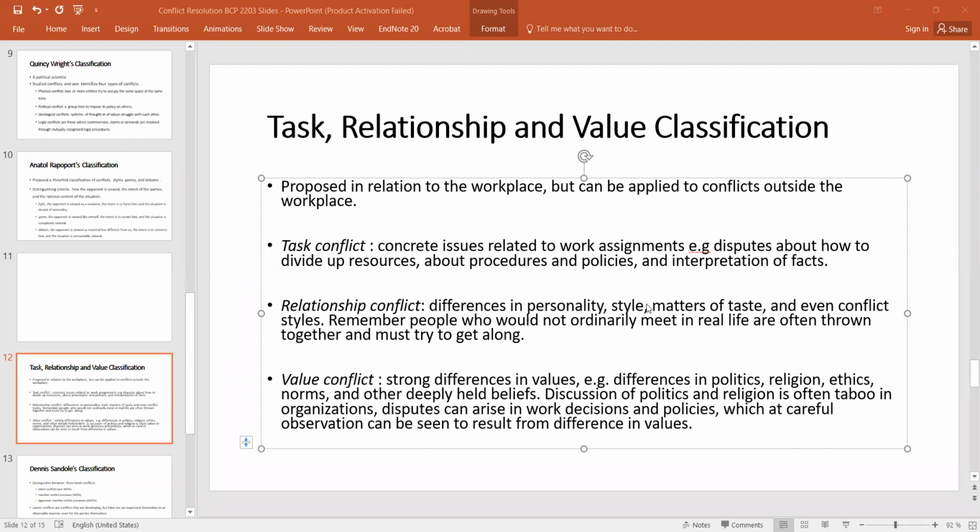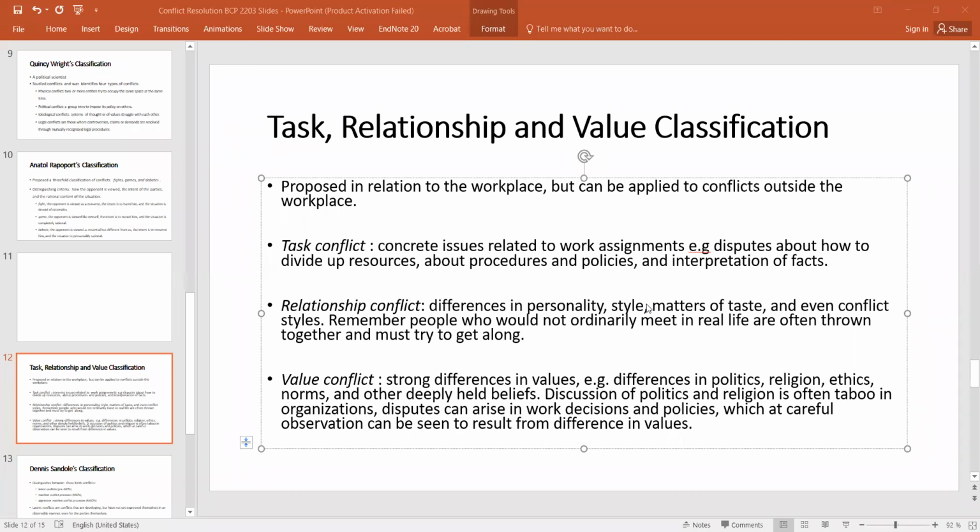We might have conflicts about the policies, or the interpretation of facts. What did the chairman actually say in the meeting? Those might bring us into conflict with each other related to the task that we are supposed to do. Then there is relationship conflict. It's not about what you're supposed to do. This is more about people's personality.